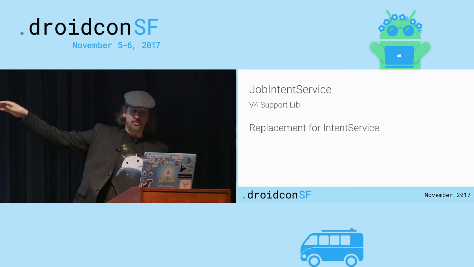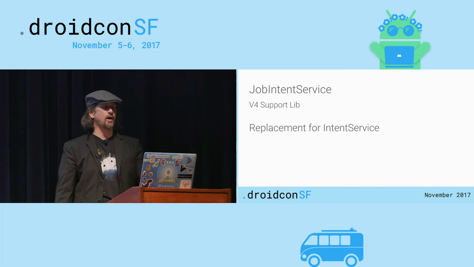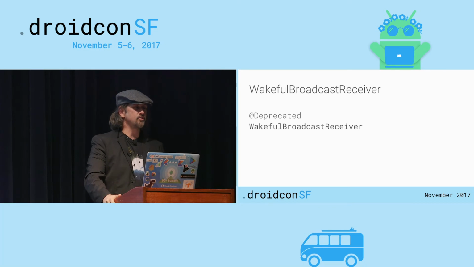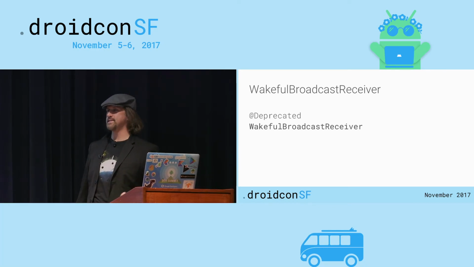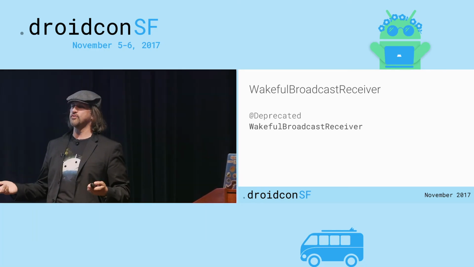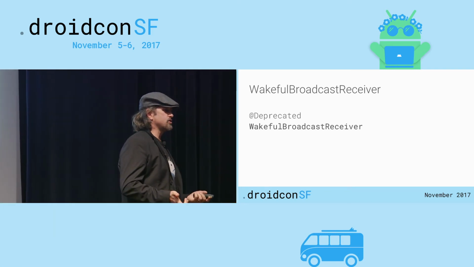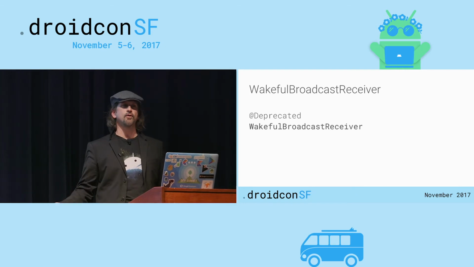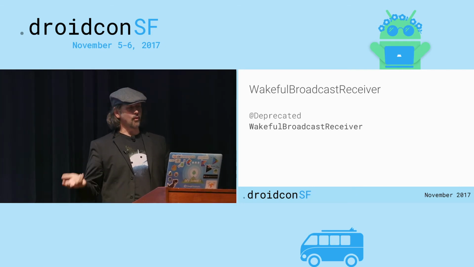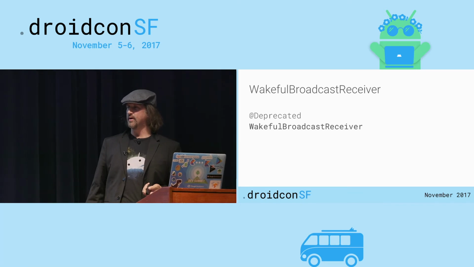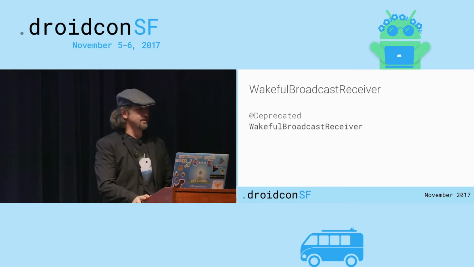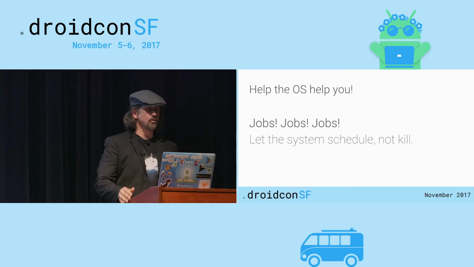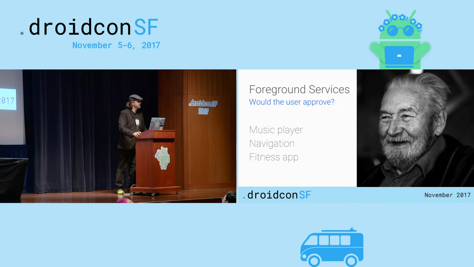JobIntentService, as I mentioned before, is in the support library. It uses JobScheduler and a queue on O+, and it uses Context.startService pre-O. Another thing that doesn't make any sense in this world is the WakefulBroadcastReceiver, which of course was used to start a service, take a wake lock, and handle everything for you. But since background services no longer work the way they used to, for the most part, this API doesn't make any sense anymore. So that's deprecated. And again, the real way to do everything is with jobs.